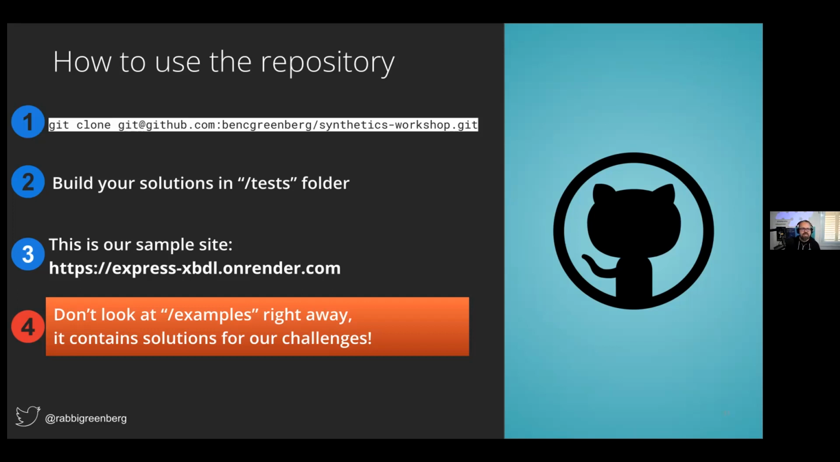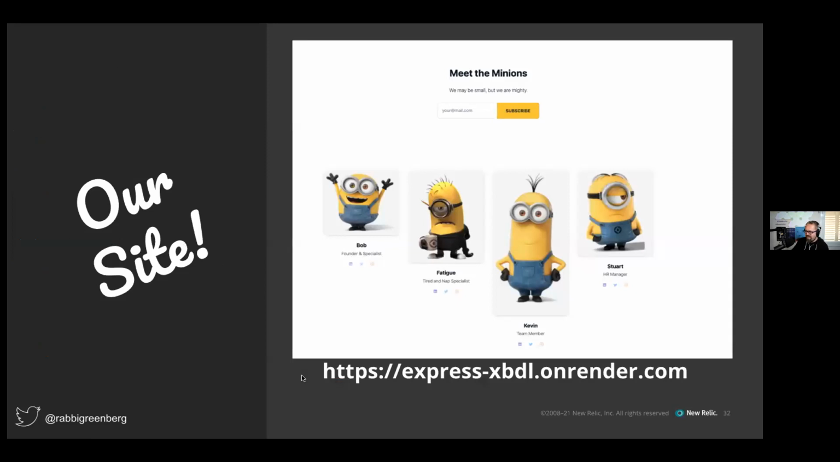So the sample site that we're going to use is also linked right there. I'll put it in the chat as well. The sample site is express-xbdl.onrender.com. This is our site. It's about the minions because we all love the minions. We see on this site we have a title, some text. We have a form to subscribe with a text field and a button. And we also have 4 minions. We've got Bob and Fatigue and Kevin, and we have Stuart. Bob is our founder. Fatigue is our tired specialist. Kevin is our team member, and Stuart is our HR manager.